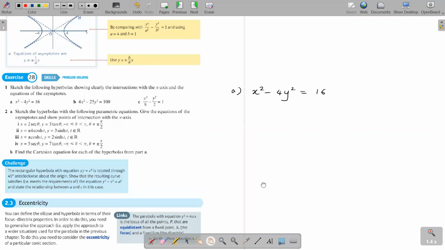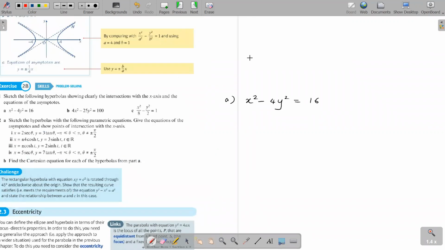Can someone remind me what is the standard hyperbola equation? X square over a square minus y square over b square equals 1. So these are the important things: the minus mark in the middle is there, and it equals 1. It must be equal to 1. Do you hear me? The final thing must be equal to 1. You cannot have any other number here.